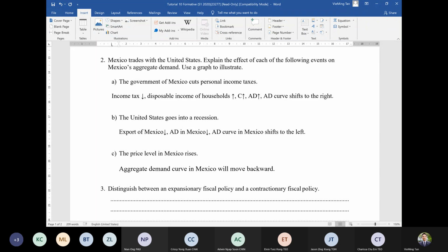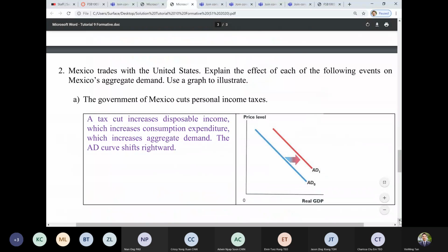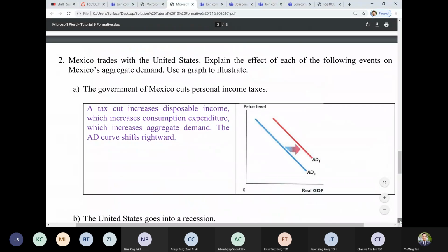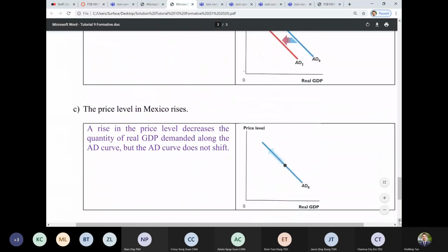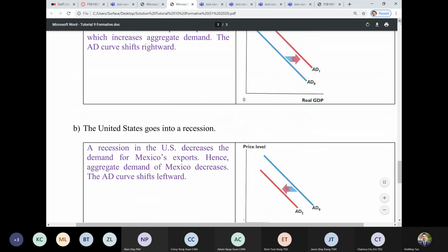Okay. So you can also use the diagram. Okay, I'll show you how you are going to use the diagram to explain the answer. Okay, you just need to show the arrow to the left-hand side for this question. Okay, so these are question 2.